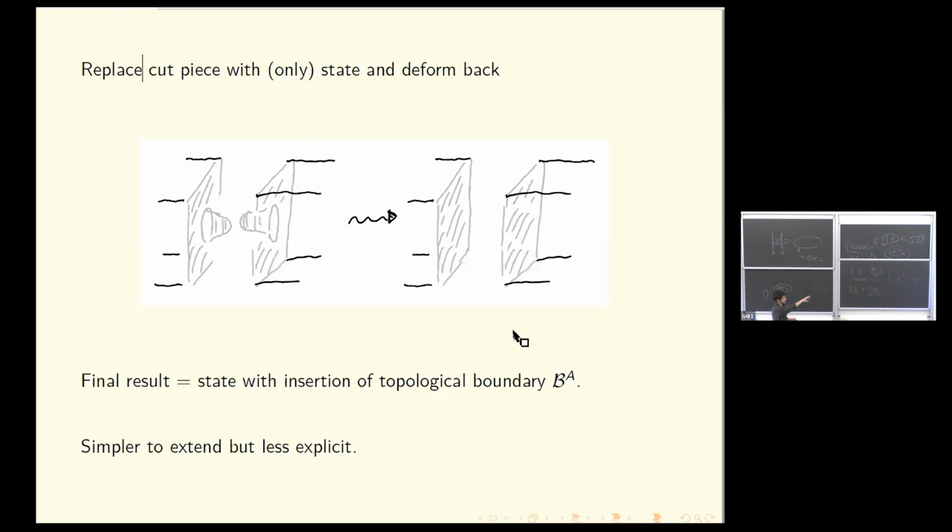And so you can just put the only state, which is capping off this, and you divide the boundaries. So this is a bit less explicit, but it's easier to show for general geometries.